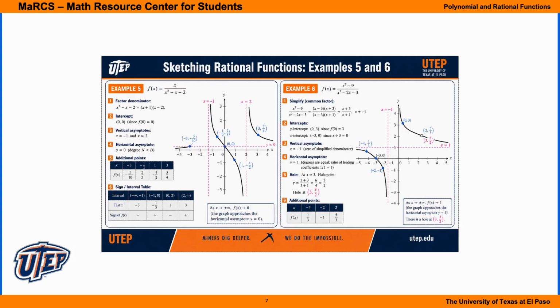So we see that as x approaches positive and negative infinity, f of x will approach 0. So the graph approaches the horizontal asymptote, y is equal to 0.